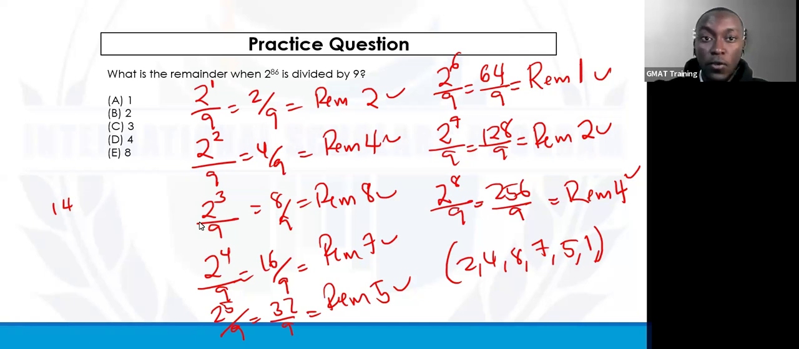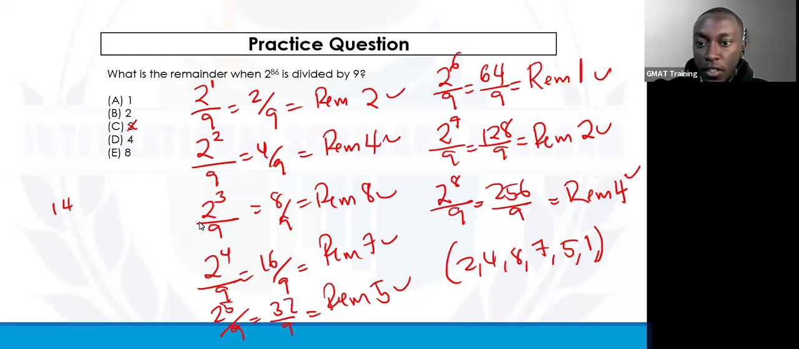But yeah, it works for this case. And so 2 to the power 86 divided by 9 gives us a remainder of what? We had 2, 4, 8, 7. So 3 isn't there, so we can eliminate that. There's no need for actually eliminating, we can just find the multiples of the exponent.